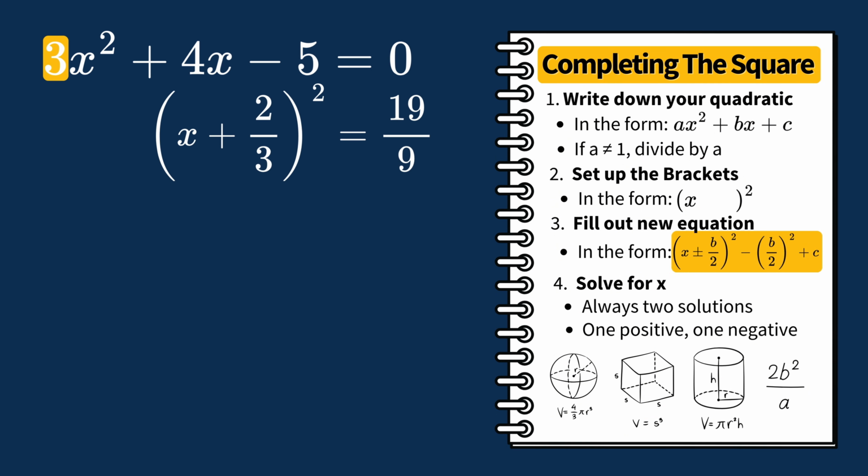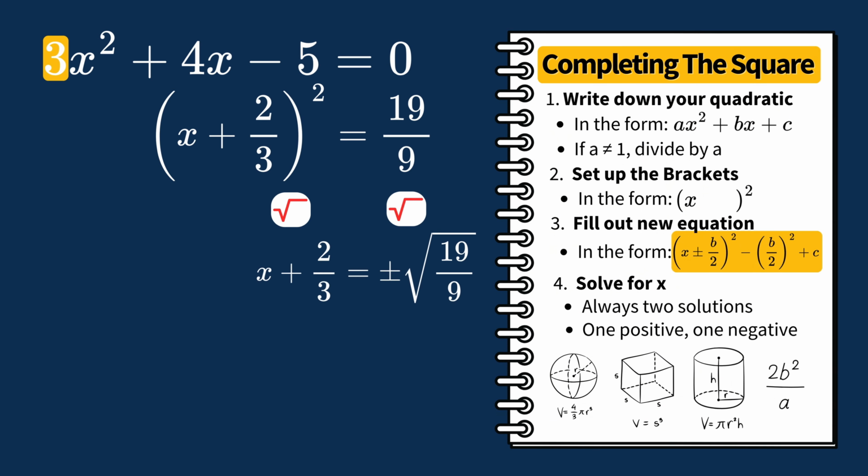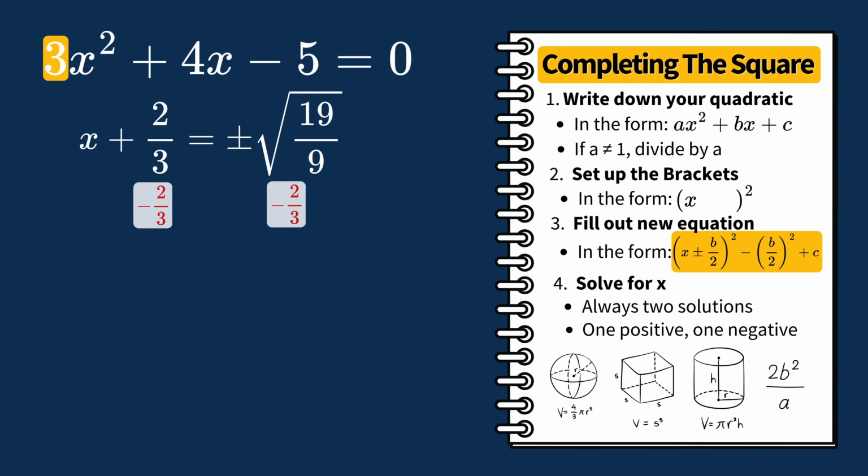And to remove the square, we're going to square root both sides, giving us x plus 2 over 3 equals plus or minus the square root of 19 over 9. To solve for x, we need to subtract 2 over 3 from both sides. But this is not our final answer. We still need to simplify.